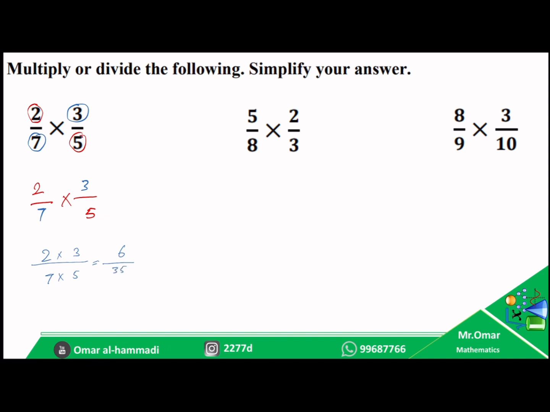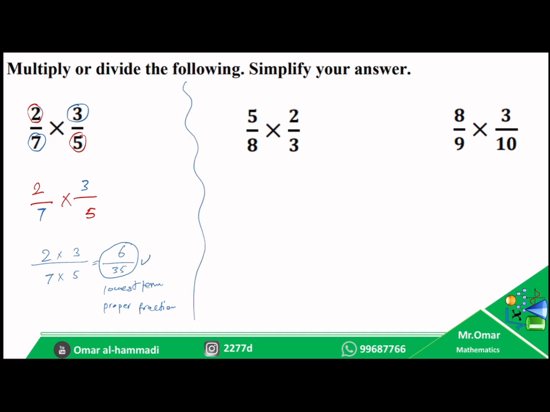And this is in the lowest term. And also, is it an improper fraction? No, it is a proper fraction. So that's it. We have to stop here. The other one, the same things.